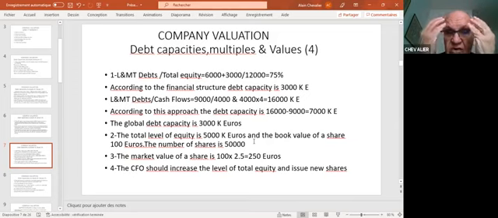So it is clear that the number of shares here is equal to the 5,000 euro level of equity divided by the book value of a share. It is 50 shares. Okay. So this is what we find.